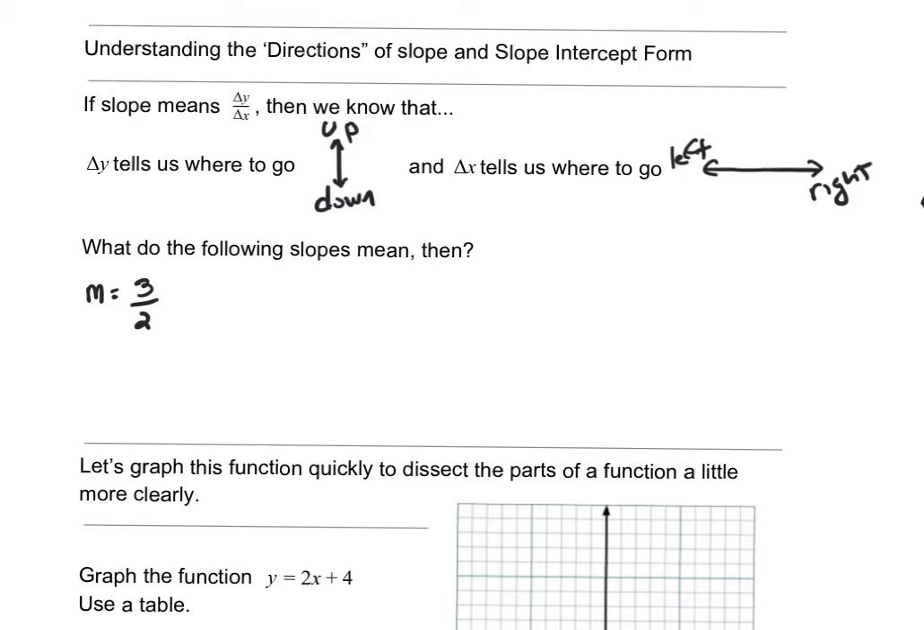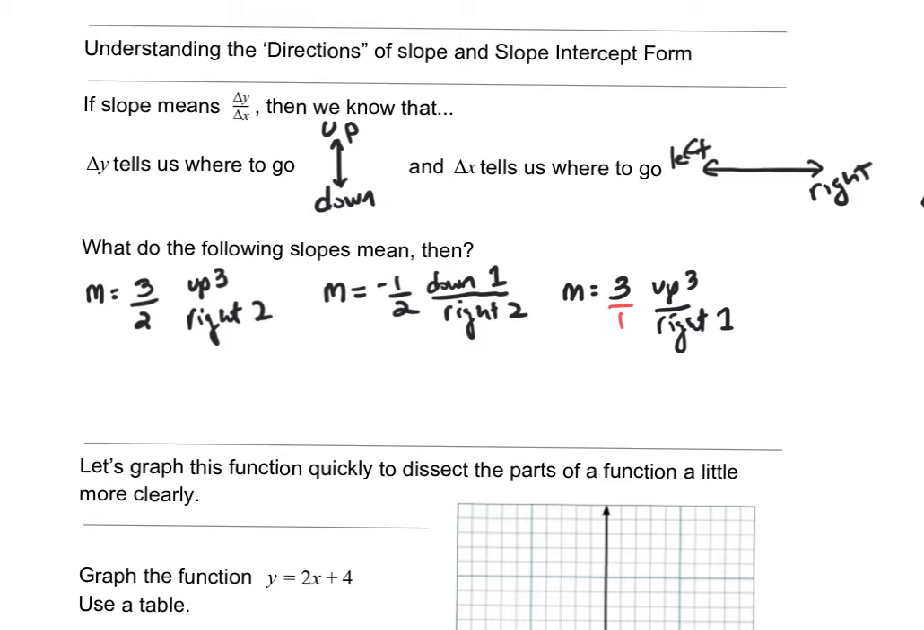If I see a slope of 3/2, that means that I'm going to go up 3 for every 2 units I move right. A slope of -1/2 would mean that I go down 1 for every 2 units that I go to the right. A slope of 3, which is really 3/1, will tell me to go up 3 for every 1 unit I go to the right. A slope of -1, which is really -1/1, would tell me that a line is going down 1 for every 1 unit I go to the right.